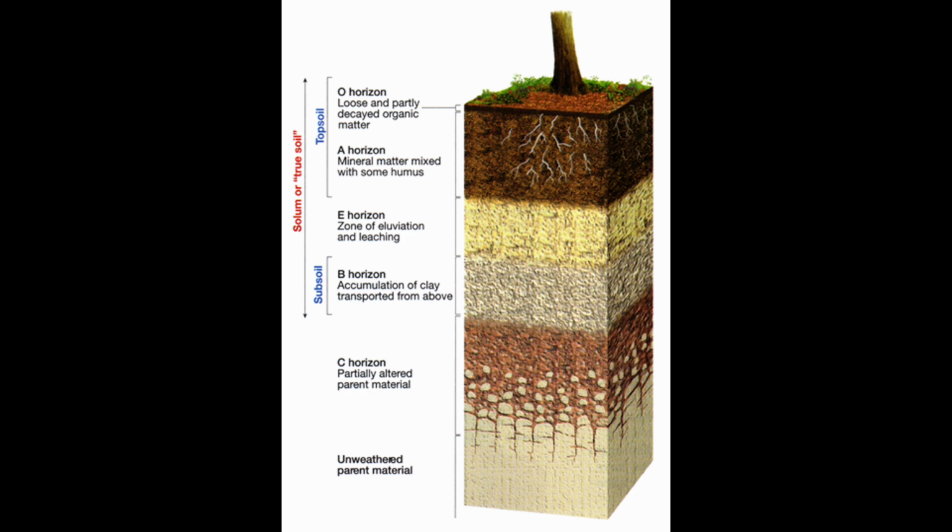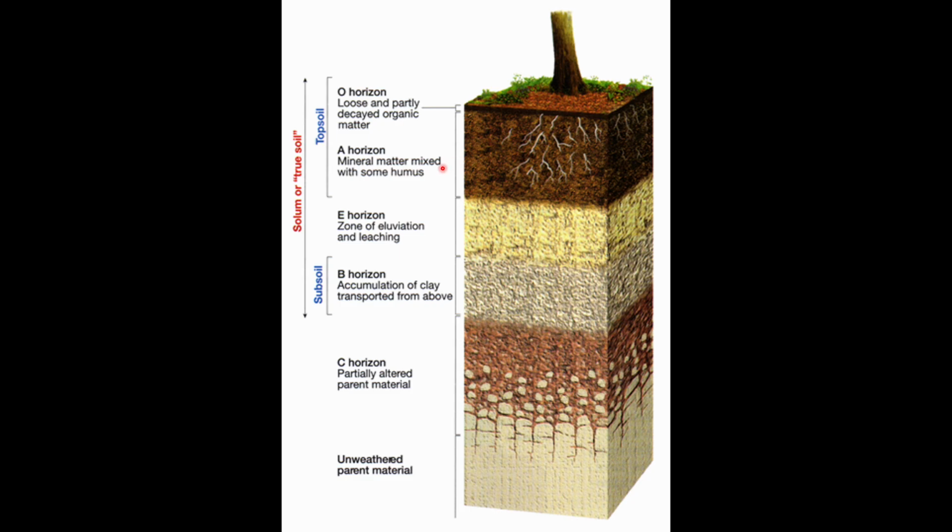This is a fairly typical soil profile. You'll notice that we have a number of different horizons here. And we've got some portions that are referred to as the topsoil, and then some portions referred to as the subsoil. The uppermost horizon is the O horizon. The O horizon consists of dead organic material and generally teems with living organisms, insects, fungi, worms, etc.